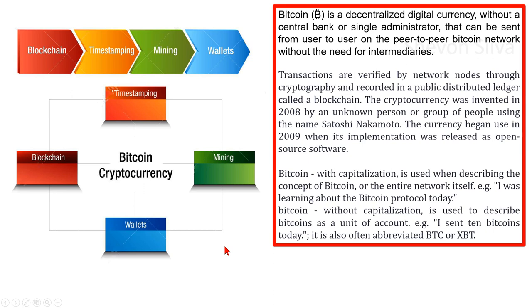Bitcoin with capital B, with capitalization, is used when describing the concept of Bitcoin or the entire network itself. For example, I was learning about the Bitcoin protocol today. Bitcoin with simple b, without capitalization, is used to describe bitcoins as a unit of account. For example, I sent 10 bitcoins today. It is also often abbreviated BTC or XBT.